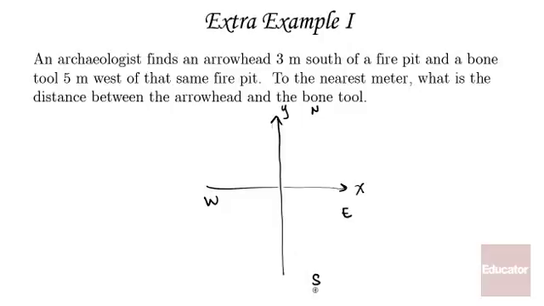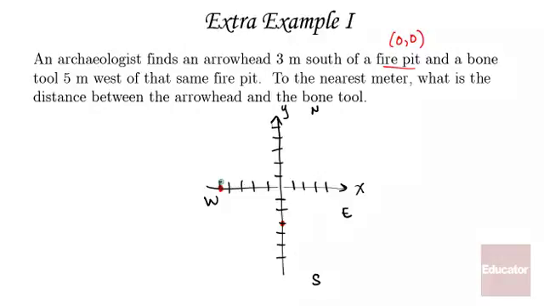All right, so this says 3 miles south. Each of these lines represents a mile. And it's 3 miles south, so 1, 2, 3. I'm calling the origin, the beginning point, the fire pit. It's going to be 0, 0, our starting point. And a bone tool 5 miles west. So here's the fire pit and 5 to the west. 1, 2, 3, 4, 5.